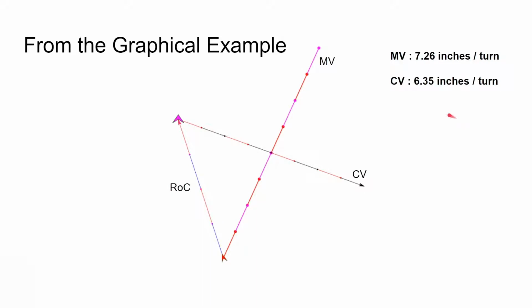Okay, from our graphical example in video 10 and 24, we know that the three lines we are concerned about are the rate of closure line, the muzzle velocity line, and the crossing vector line. Also from video 10, we set our muzzle velocity to 7.26 inches per turn and our crossing vector at 6.35 inches per turn.